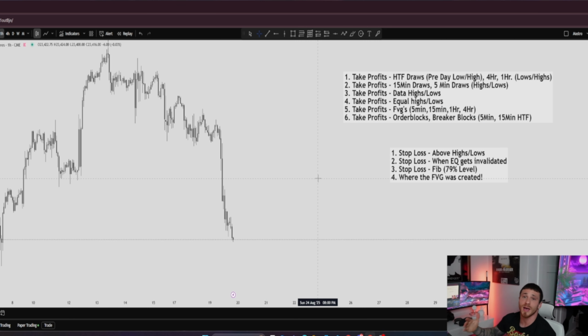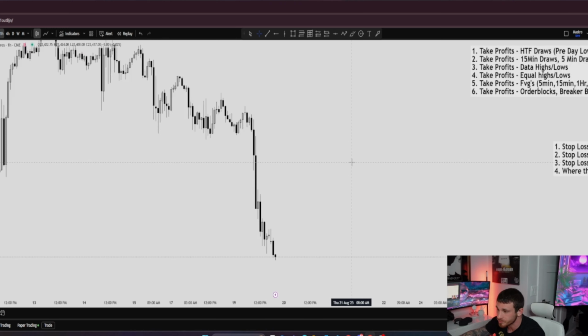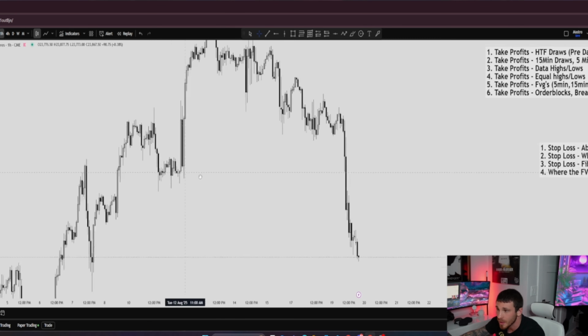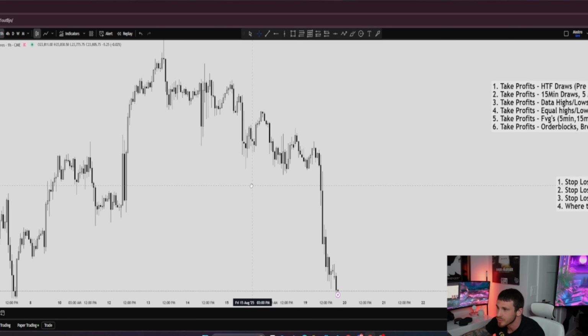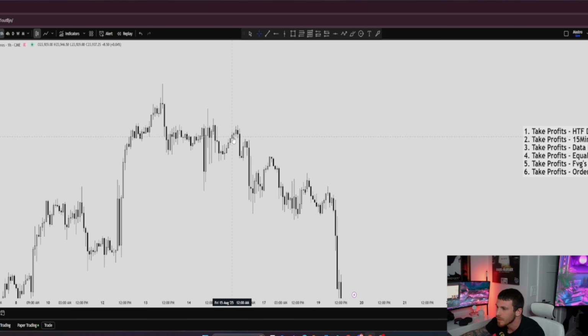We know a fair value gap consists of 3 consecutive candles, right? If we're in a downtrend, let's say, we can put our stop loss above where the first fair value gap was created, right? I want to see where price retraces into a fair value gap. Okay, yeah. 1, 2, 3.